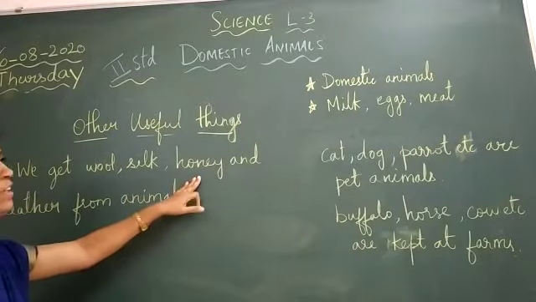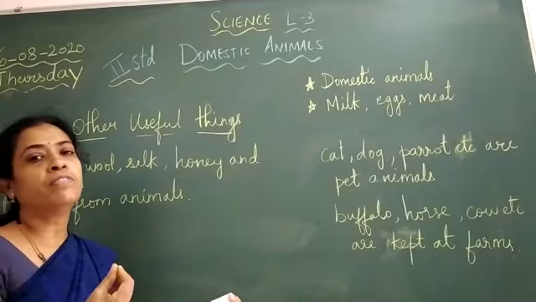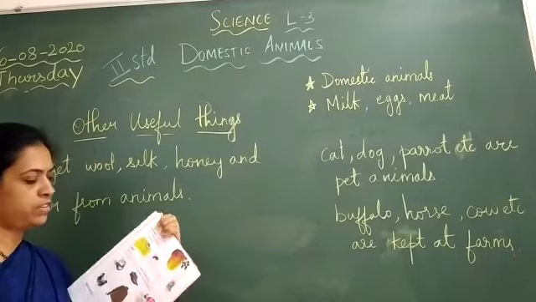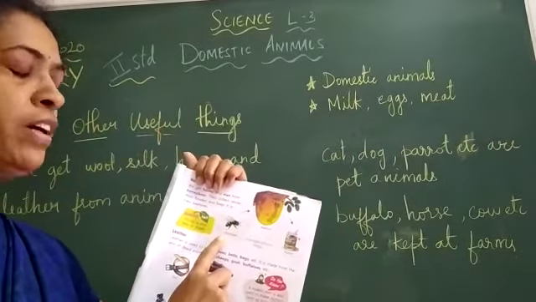Next one is honey. We get honey from honeybees. They collect nectar from the flowers. What these honeybees will do? You can see the picture here again. The honeybees will collect the nectar from the flowers.